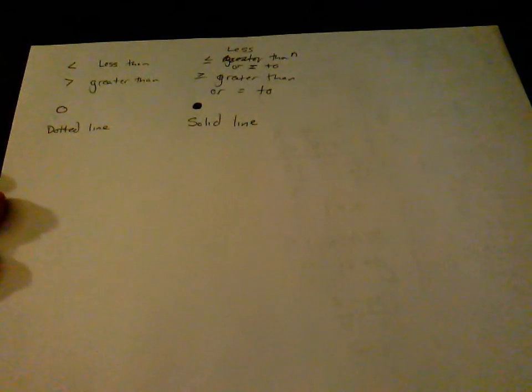Next thing is dotted line, solid line. Okay, dotted line, solid line. That's if it doesn't have a line under, it's going to be a dotted line; if it does, it's a solid line.